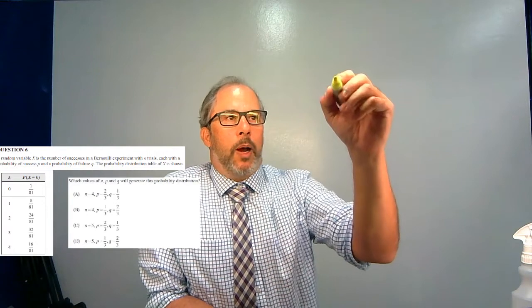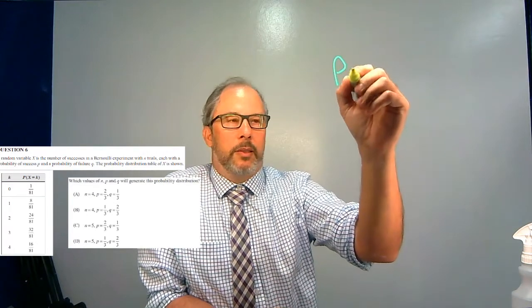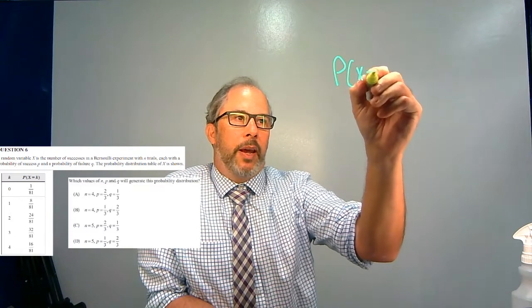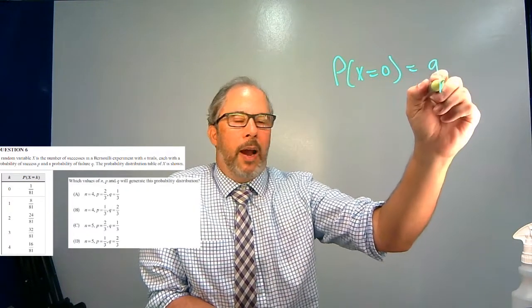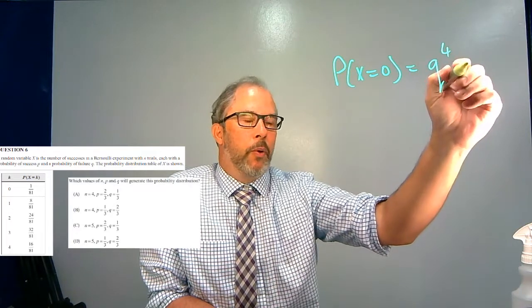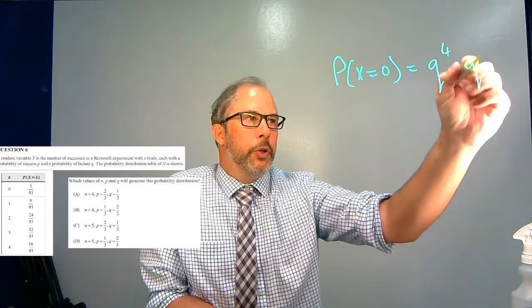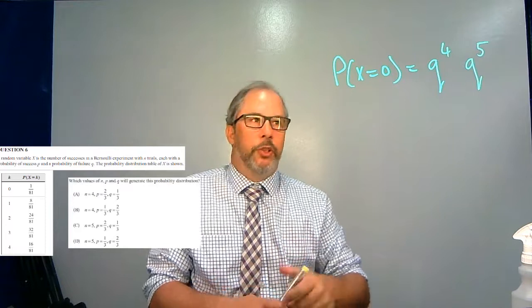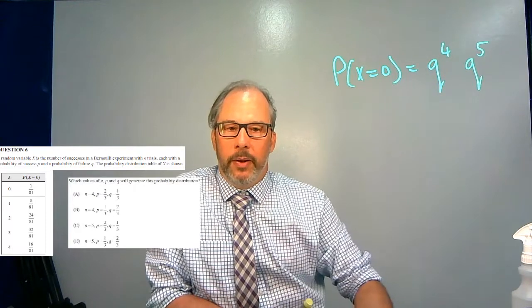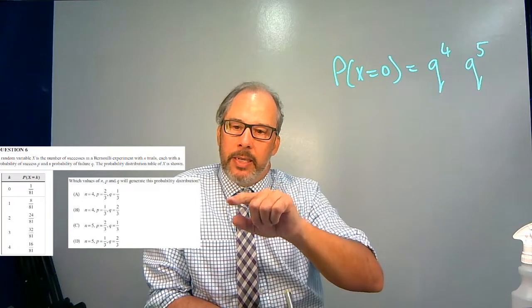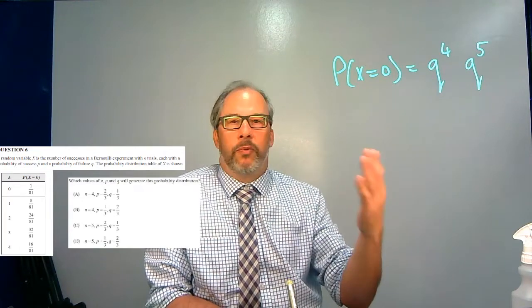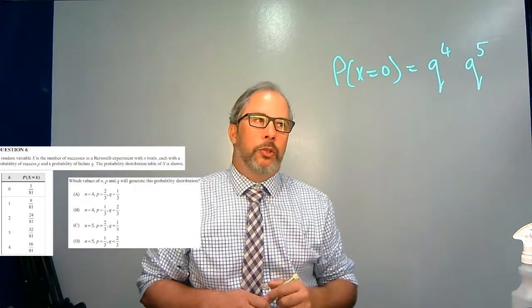An easy way to look at this is to consider the probability of x equal to 0, because that's either going to be failure, which is q to the power of 4, or q to the power of 5. Now, why am I choosing 4 and why am I choosing 5? Because if you look at their answers, A, B, C, and D, you've got n equals 4 or n equals 5. So they're your two choices.